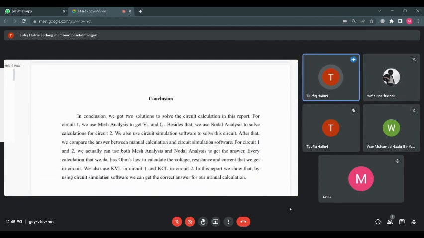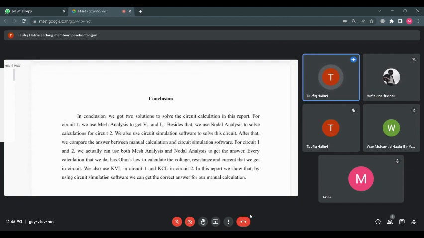Okay, thank you to Muhammad Hafizuddin. In conclusion, we have two ways to solve the circuit calculation in this report. For circuit 1, we use mesh analysis to get V naught and I naught. Besides that, we use nodal analysis for circuit 2. We also use circuit simulation software to solve the circuits. After that, we compare the answers between manual calculation and circuit simulation software. For circuits 1 and 2, we can actually use both mesh analysis and nodal analysis to get the answer. Every calculation has Ohm's law to calculate the voltage, resistance, and current in the circuit. We also use KVL in circuit 1 and KCL in circuit 2.